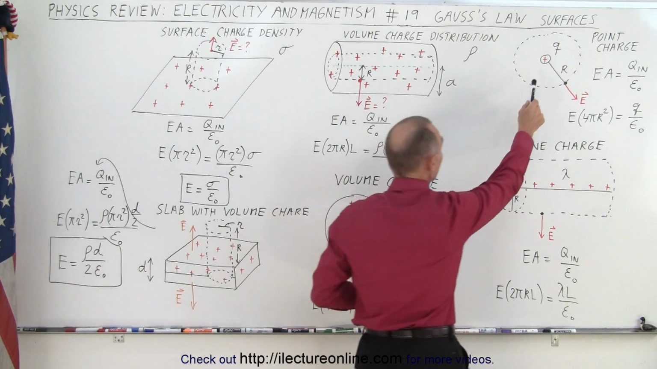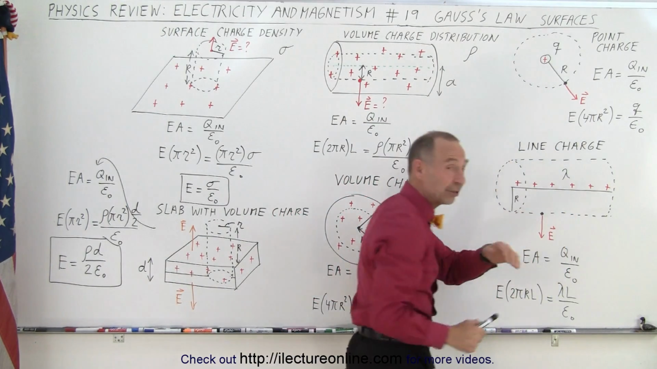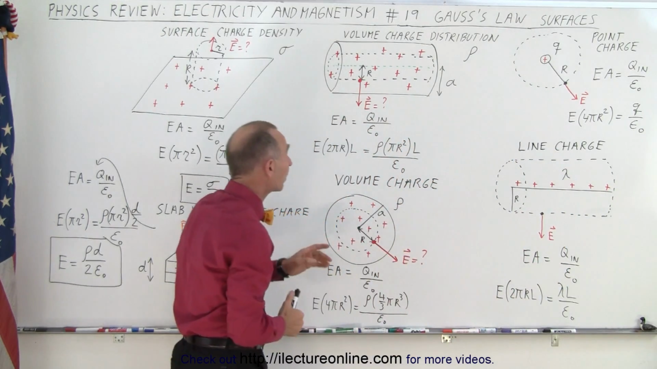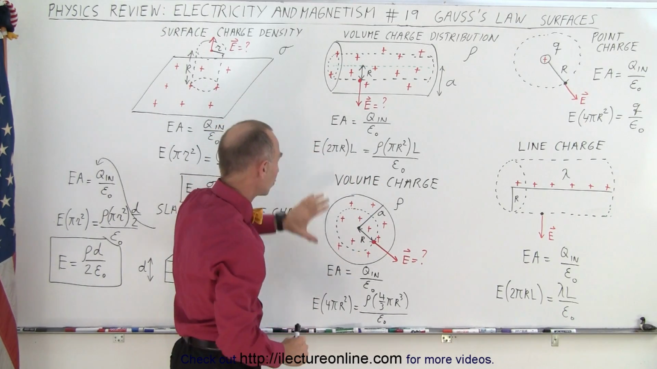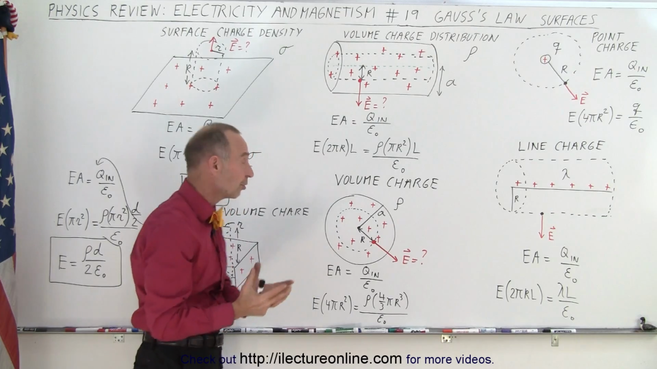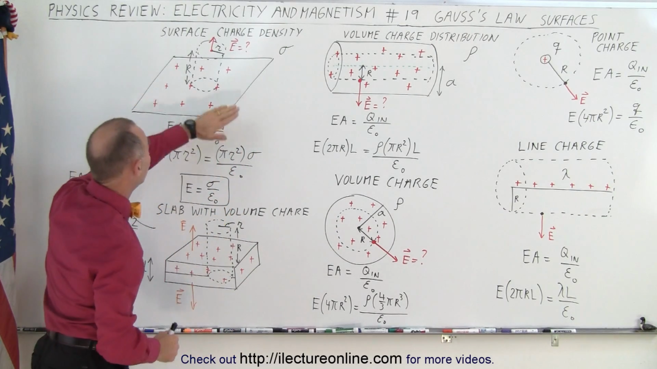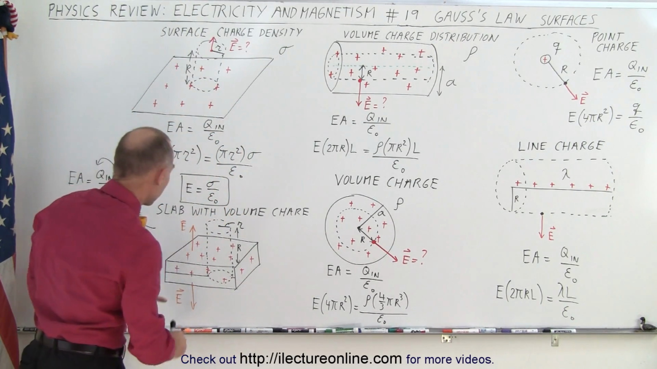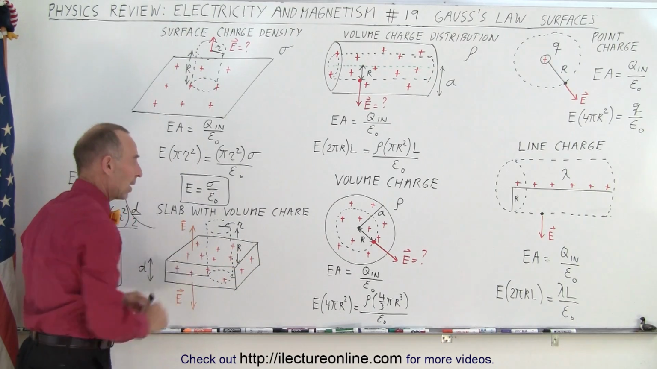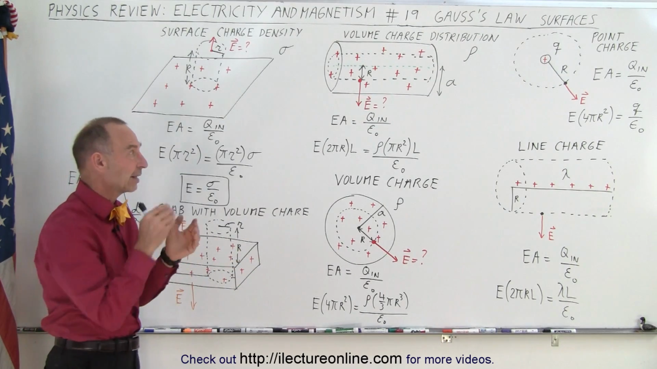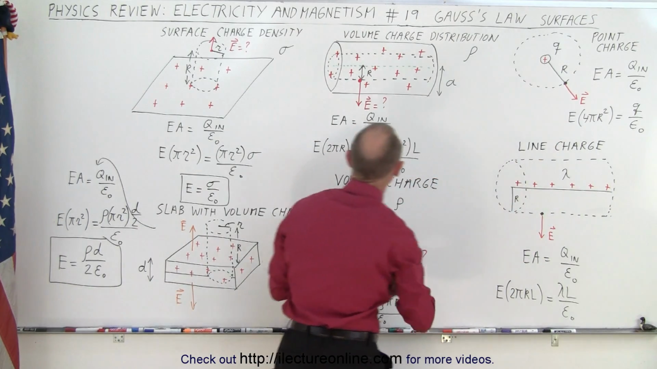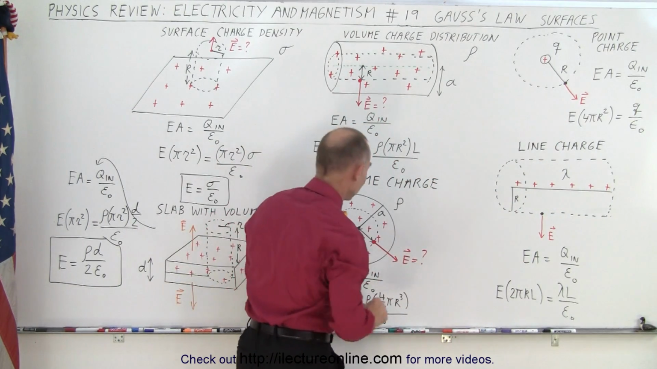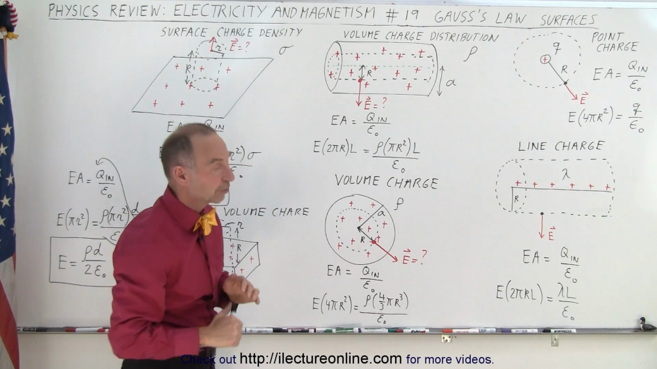We have a point charge, we have the line charge, which we covered in the previous video, so you can see it in context. We have a volume charge in a cylindrical distribution, we have a volume charge in a spherical distribution, we have a surface charge density, and then we have a slab with charge throughout. In each case, we're trying to find the electric field either outside, away from the charge distribution, or somewhere inside the charge distribution.